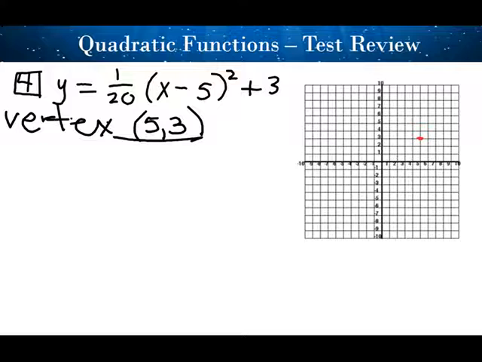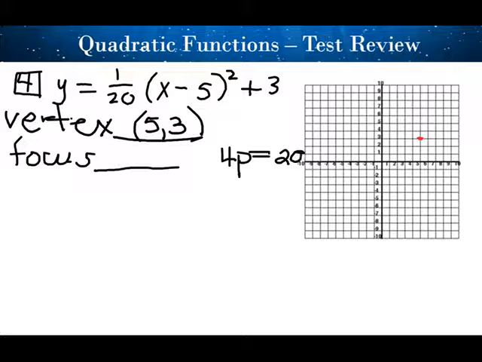Okay. And then what we're going to do is go find the focus. So the focus is found using the 20. Remember, part of our formula is 4p. And I know that 4p is going to equal that 20. So p equals 5. Okay, so if I'm going to count 5 from the vertex, now which way do I count?